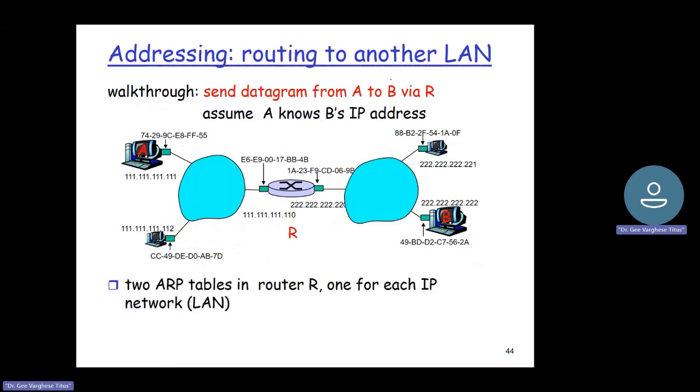Now, this example says that A is in this particular network and B is in this other network. How does it go? You can divide this into two halves basically.